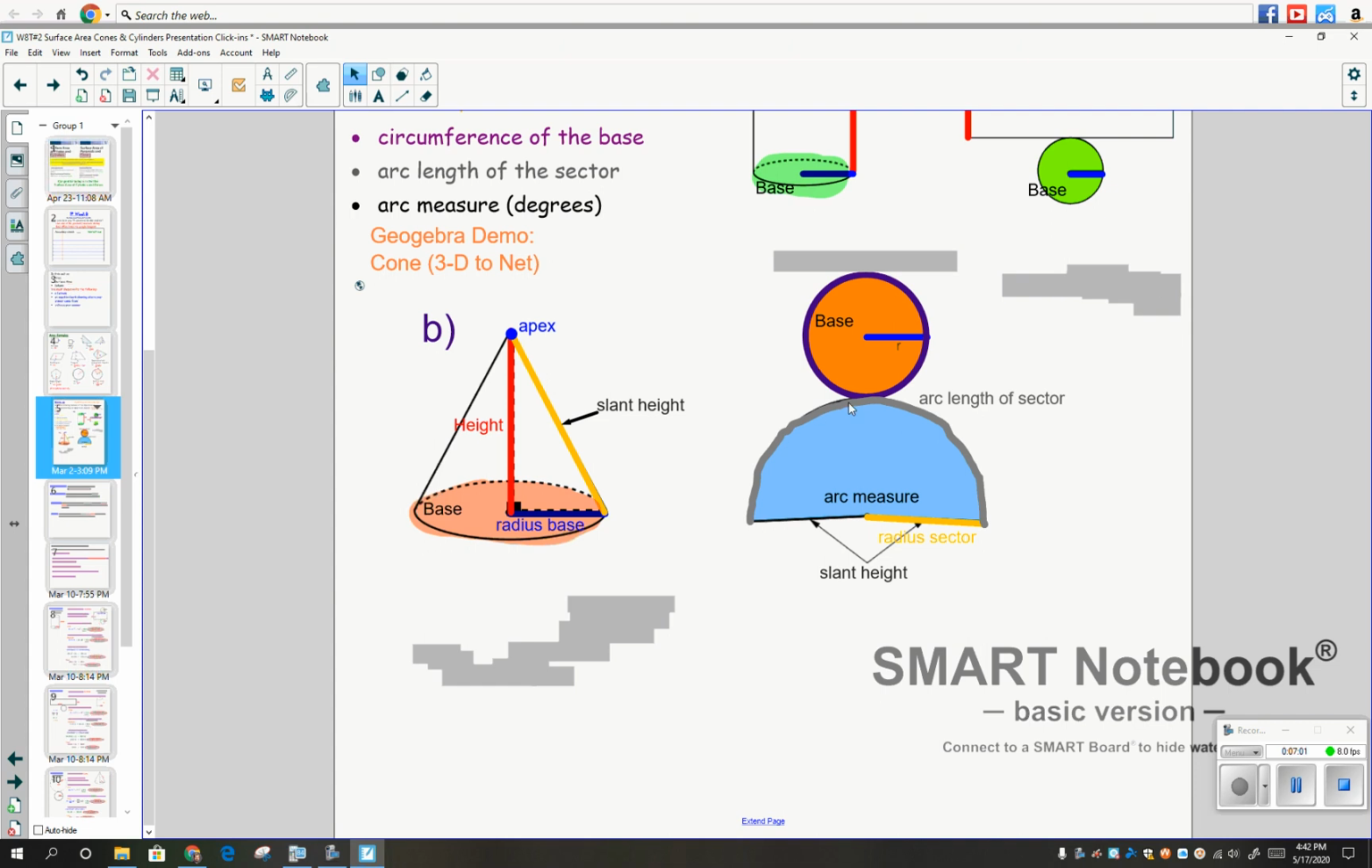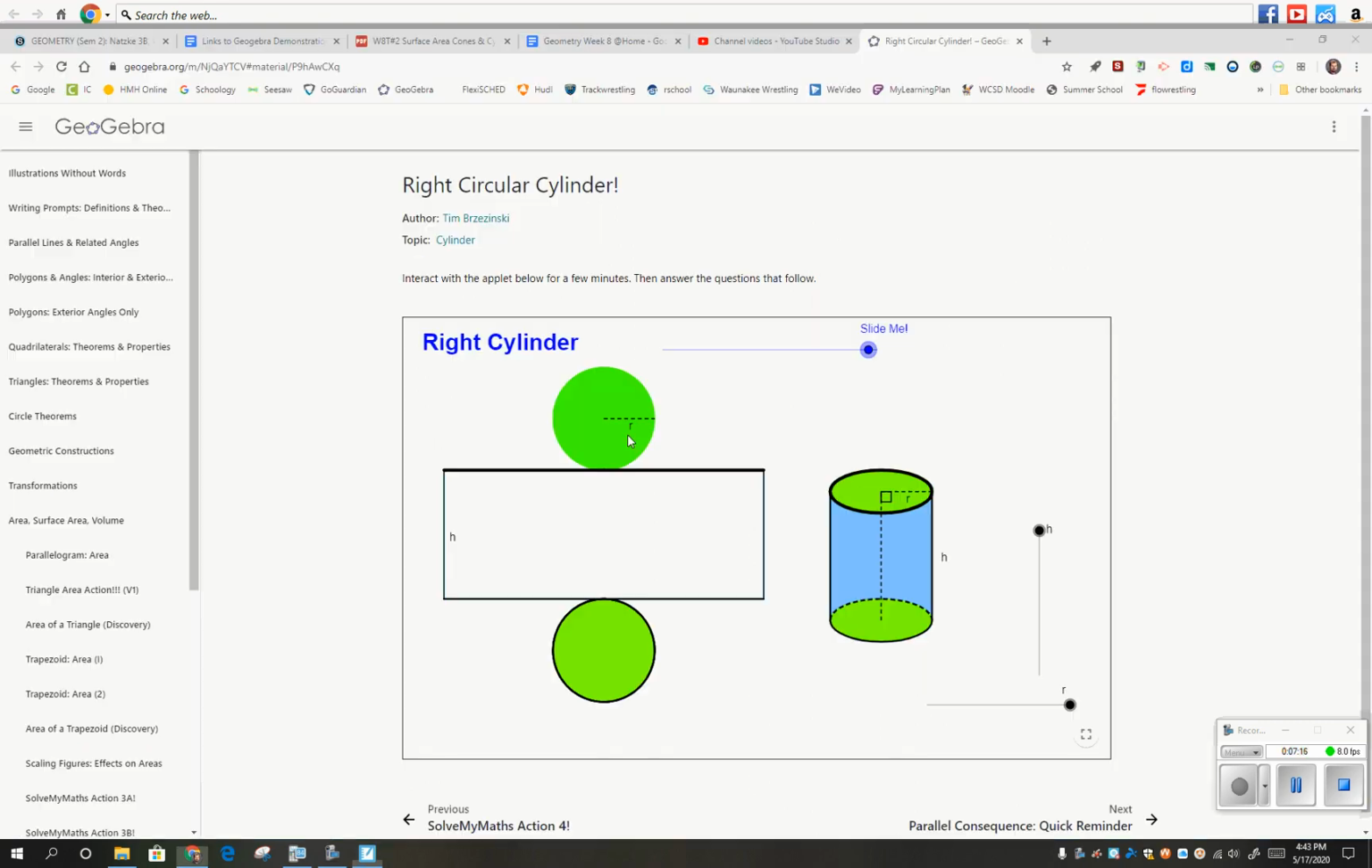And the segment that goes all the way around here is what we refer to as the arc length of the sector. That's the gray highlighted. It's how long the sector is. And we've got the circumference of the base, which is the circumference all the way here.